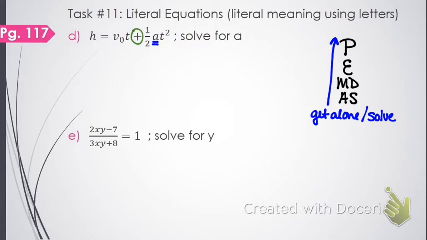No. Whatever I'm trying to solve for, whatever I'm trying to get alone, that stays put. I don't move that. I've got to move the other pieces. So the V with the little 0 and the T, we read that as V naught T. That's what we need to get rid of. Since that's a positive thing, I'm going to subtract to get rid of it. So I'm going to minus V naught T from both sides.